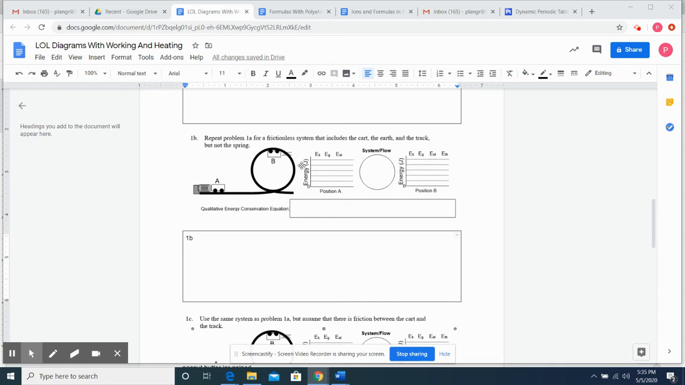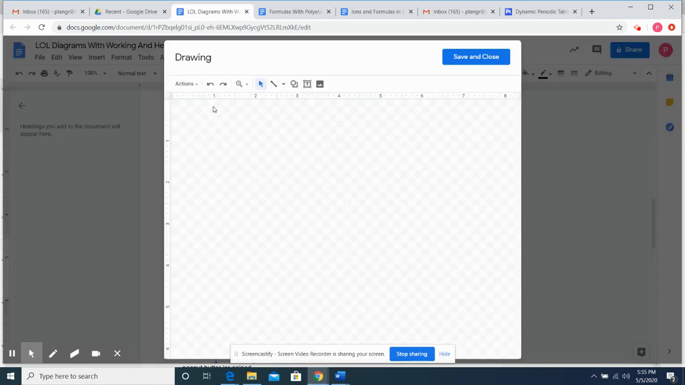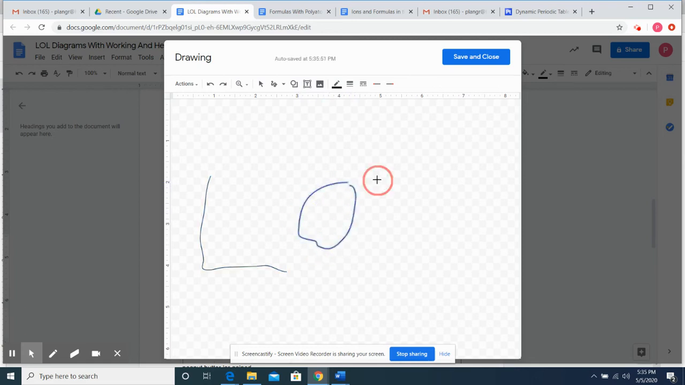All right. So I'm going to go ahead and go into drawing and start to make this drawing. So I'm going to go to Insert. I'm going to go to Drawing. I'm going to go to New. And now I'm going to go ahead and scribble here. I'm going to make my LOL diagram. That's a really horrible L or O in there, but that's okay. I'm going to leave it. I think I can draw in there.